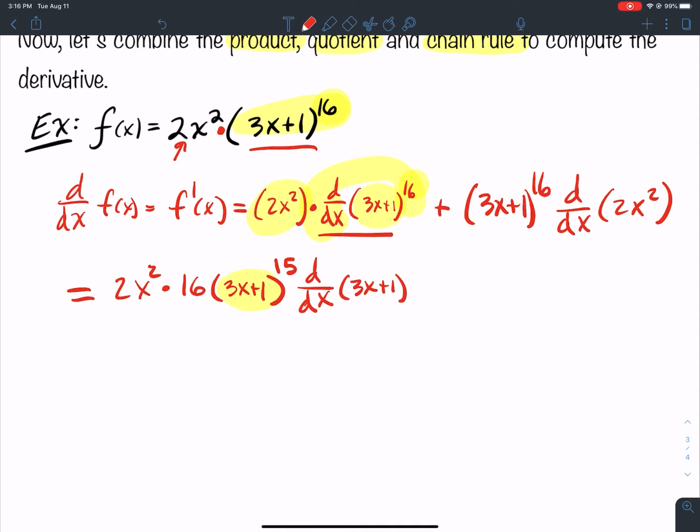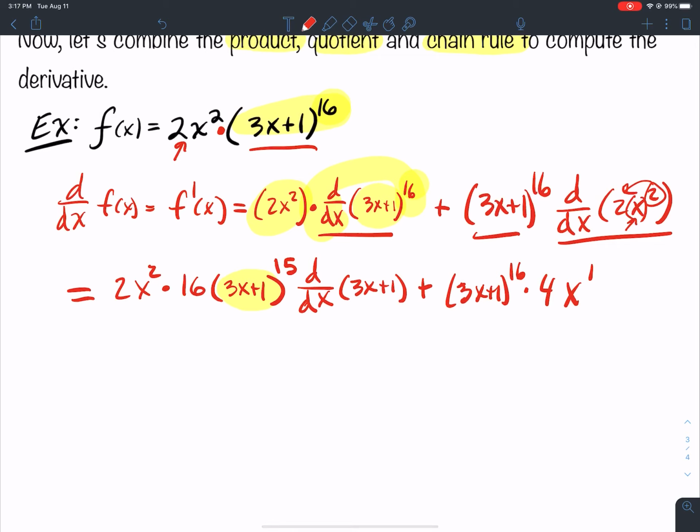Okay, so that's the first times the derivative of second, plus the second, which is (3x + 1) raised to the 16, times the derivative of the first. Well, the derivative of first, bring the 2 out front. 2 times 2 is 4, x to the 1. And if you wanted to, you could take the chain rule of the inside function. The inside function is just the x, right? But the derivative of x with respect to x is just 1, so that just cancels away.